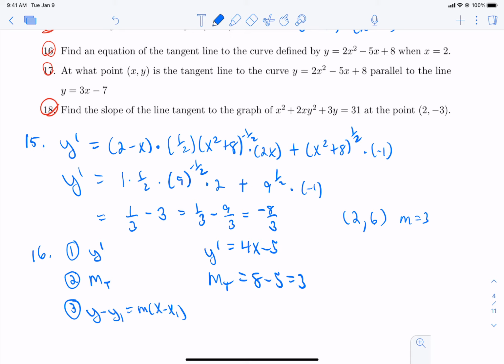Now, you might have to make it pretty, but let's do that. So it's y minus 6 equals 3 times x minus 2. And so we're almost done. Most of the time putting it in slope-intercept form is the most often seen. So let's distribute the 3 and add 6 to both sides. And so we get y equals 3x. So there is 16. Any questions about 16?